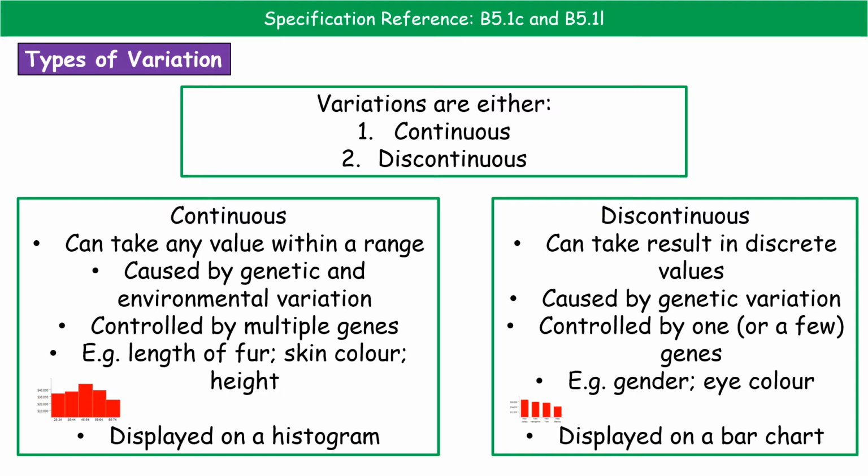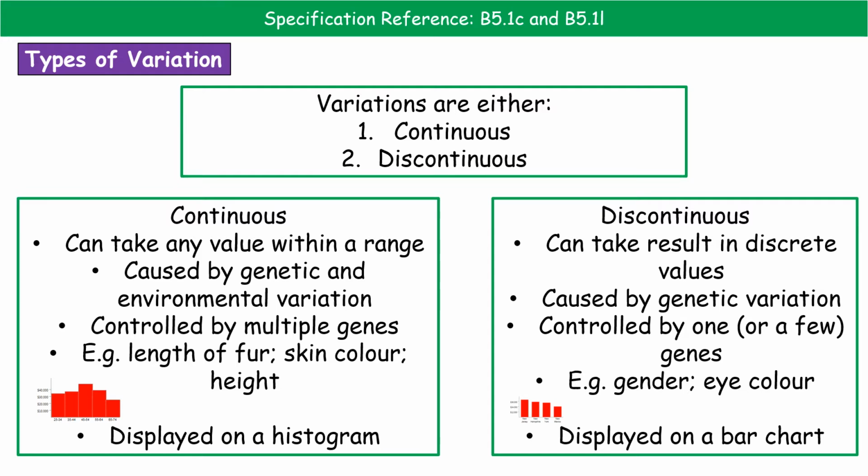Continuous variation is caused by genetic and environmental causes. And what we normally find is it is controlled by multiple genes, not just a single gene, but multiple genes interacting. If we're asked how to display continuous variation on a graph, the correct answer is a histogram. Hopefully from maths we know that a histogram is like a bar chart, but it's not a bar chart because all of the bars are touching. Do not leave gaps if you are asked to plot a histogram. They've all got to touch, otherwise you've drawn a bar chart.